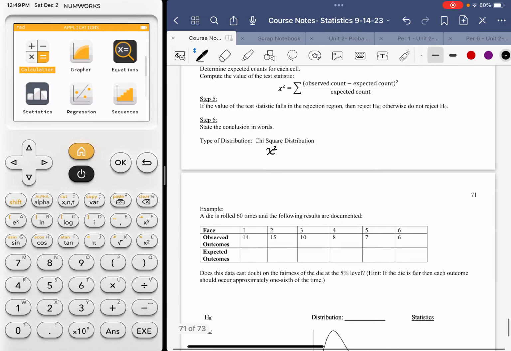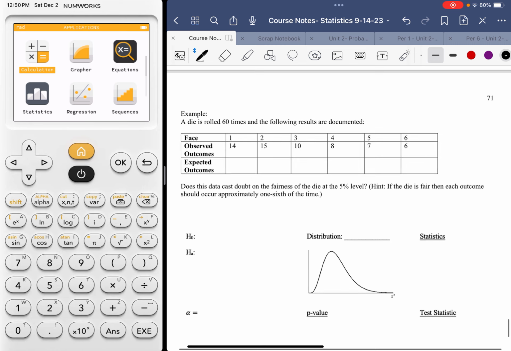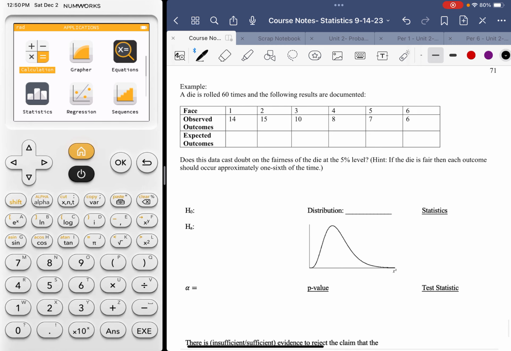All right. So let me take you to an example. A die is rolled 60 times, and the following results are documented. We got a 1 14 times, we got a 2 15 times, we got a 3 10 times, and so on. Now, it should have been 10 for each of them, right? When you roll a die 60 times, if each outcome is equally likely, then they all should have been 10s, right? That's what we expected. Maybe a little wiggle room here and there.